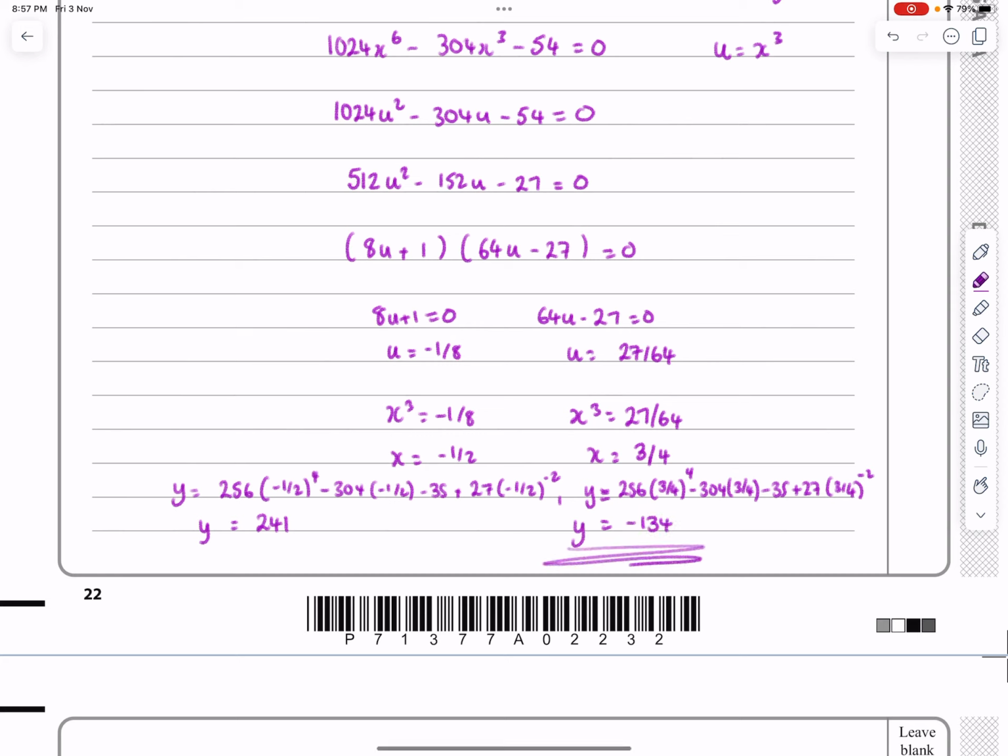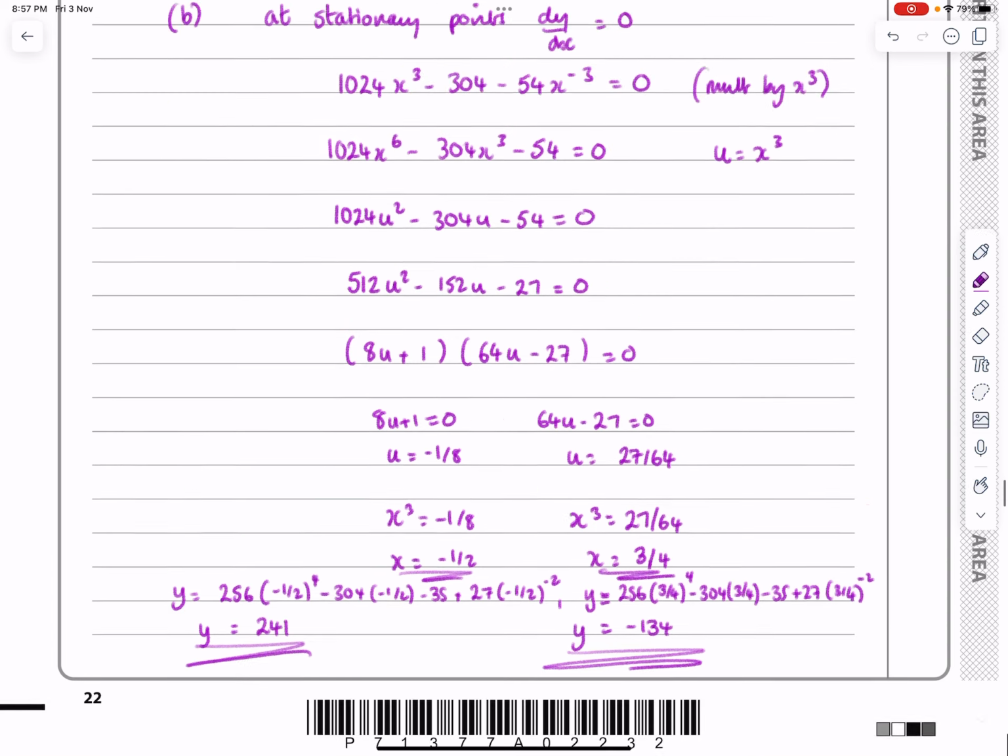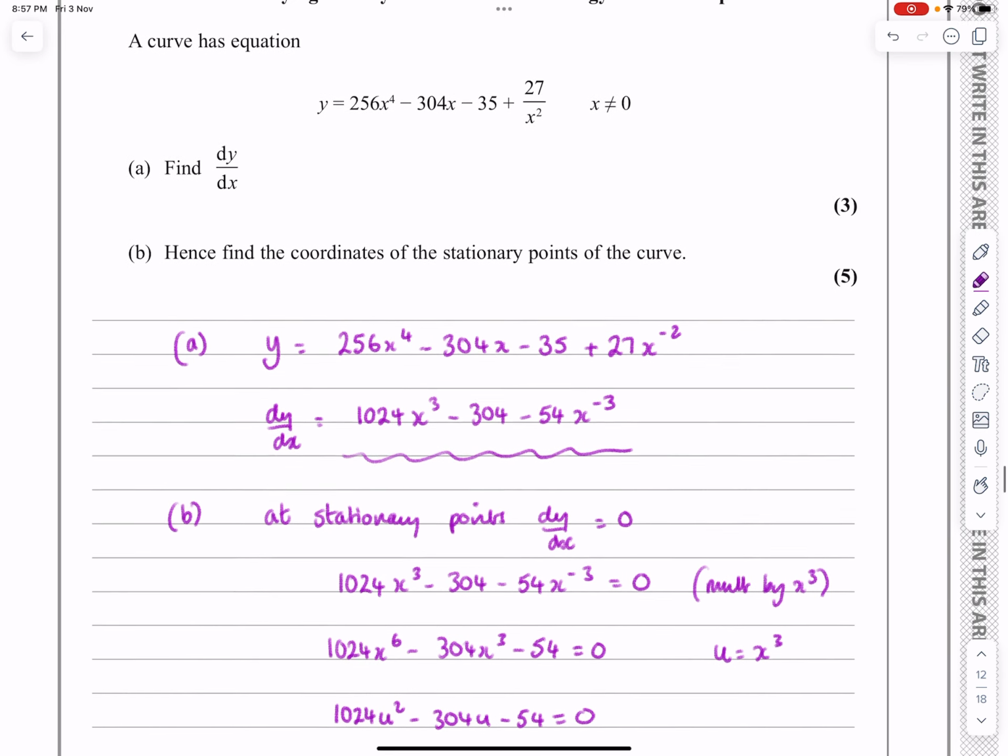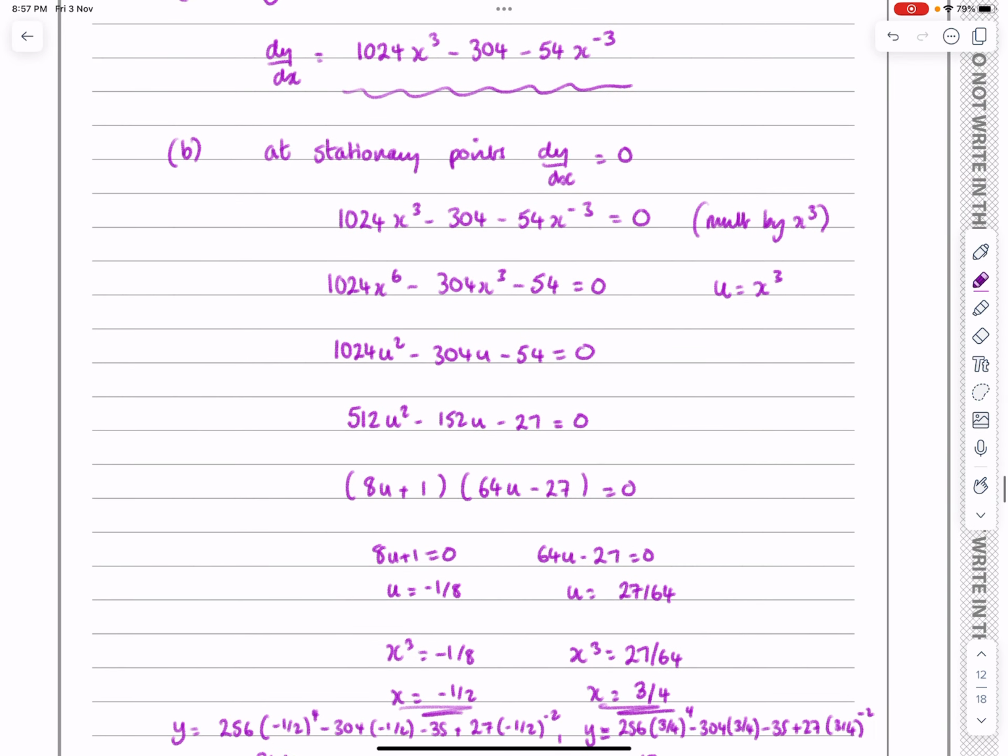So our two answers are 3/4 and minus 134, and minus a half and 241. That's where we get quite a few, what was that worth, 5 points? Yeah, 5 points there, simply because there's quite a bit of work to do. Okay, hopefully that makes sense.